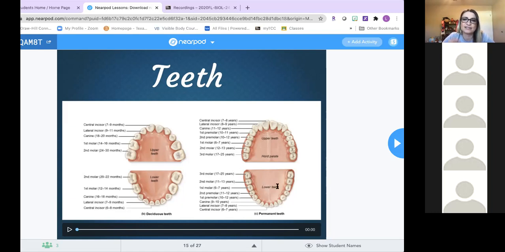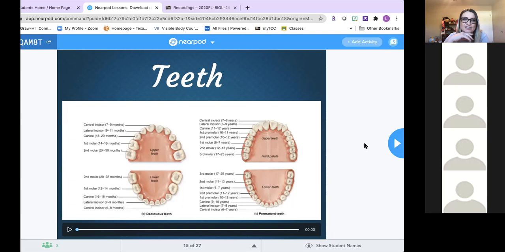The additional teeth we see in the permanent set are your premolars and third molars. So that's the ones that we didn't have as part of the baby teeth. All right, and those times where it says months and years, these are all just averages.